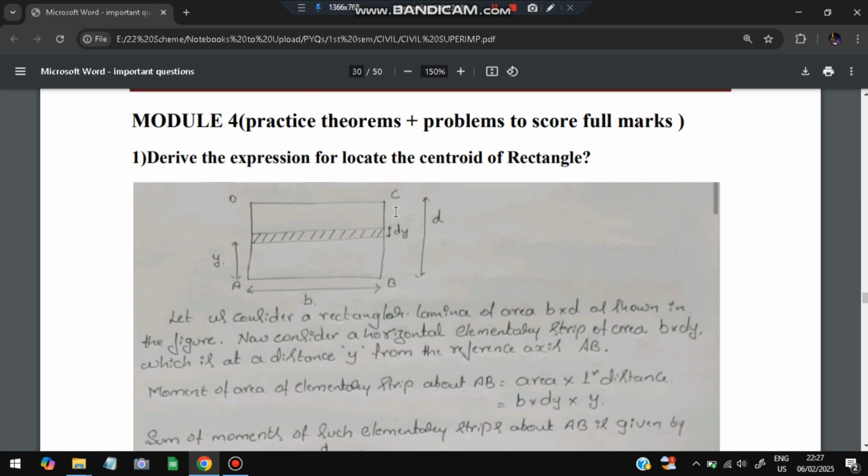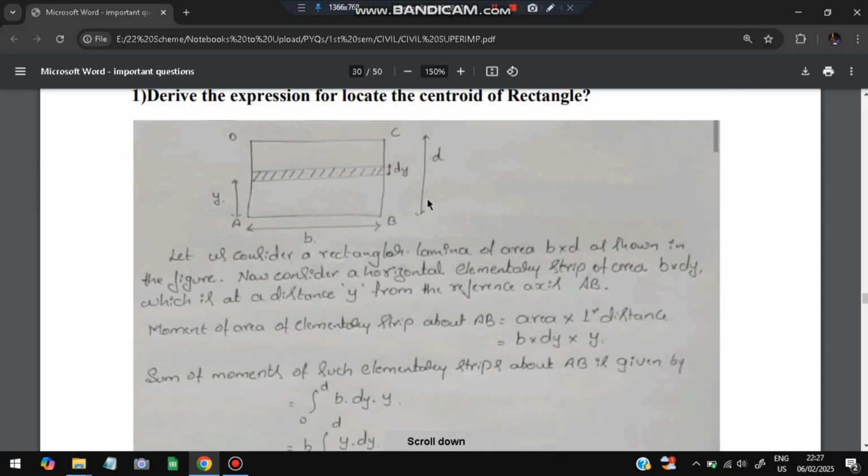Okay, moving on to module 4, we have to practice the theorems. We should be expert enough to solve the problems as well. Okay, so we'll have a look at the theorems and the problems. Okay, important theorems and problems.